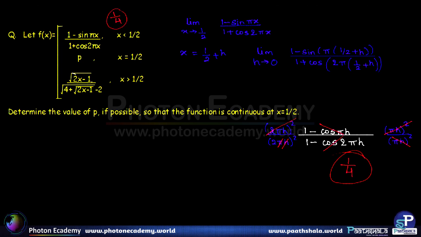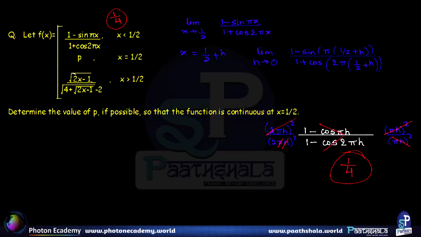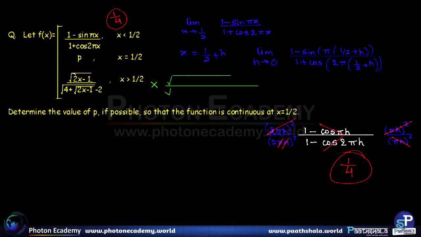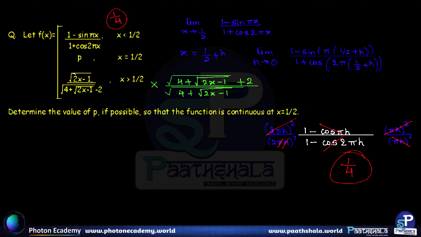Now for the positive limit, let's solve that. Now we have to find the limit of this. We have already seen that this is 0 by 0 form when x tends to half. So let's rationalize the denominator. We'll have to multiply by under root of 4 plus root of 2x minus 1 plus 2, and again 4 plus root of 2x minus 1 plus 2.